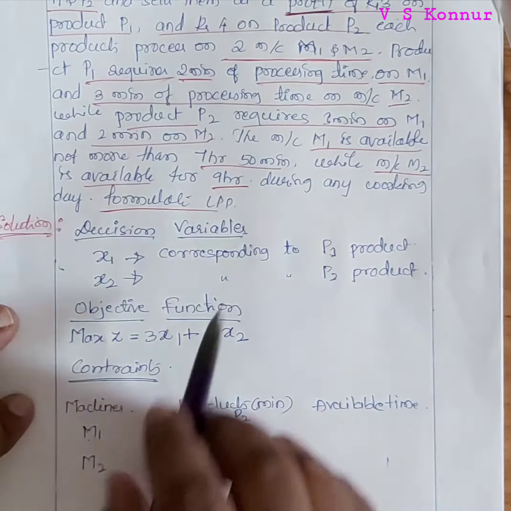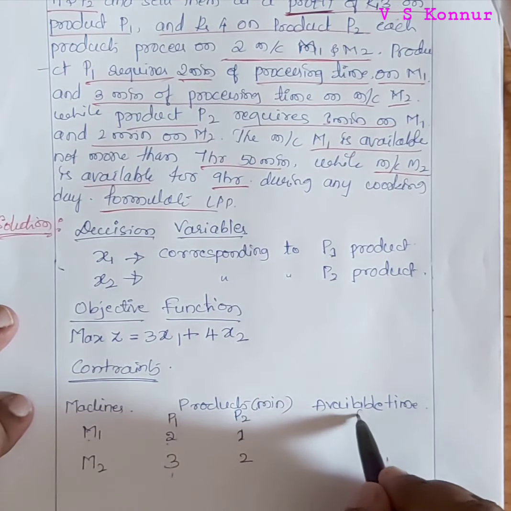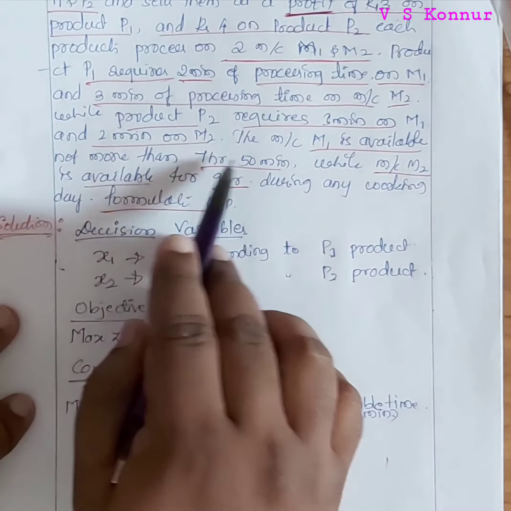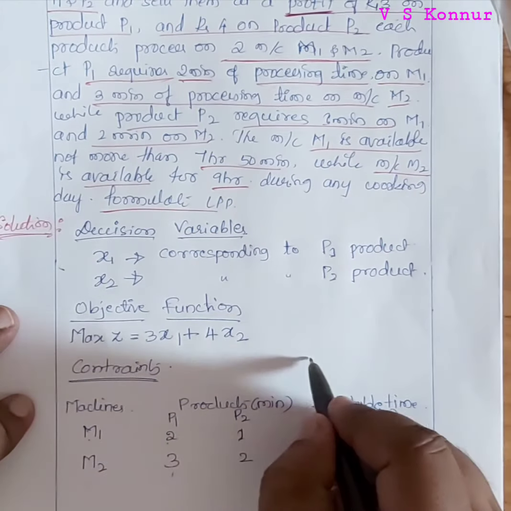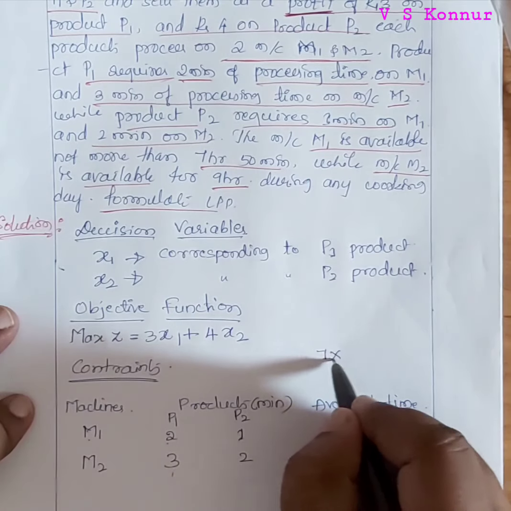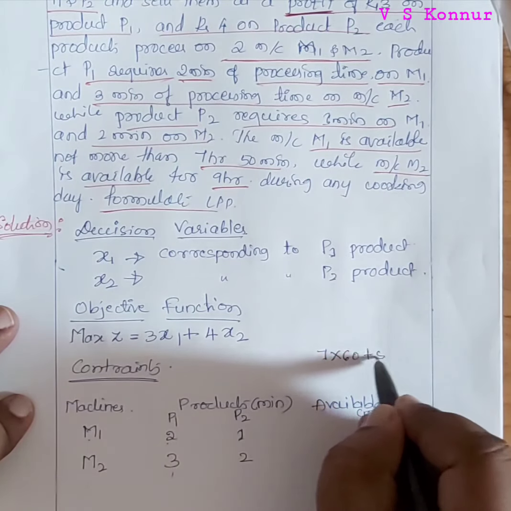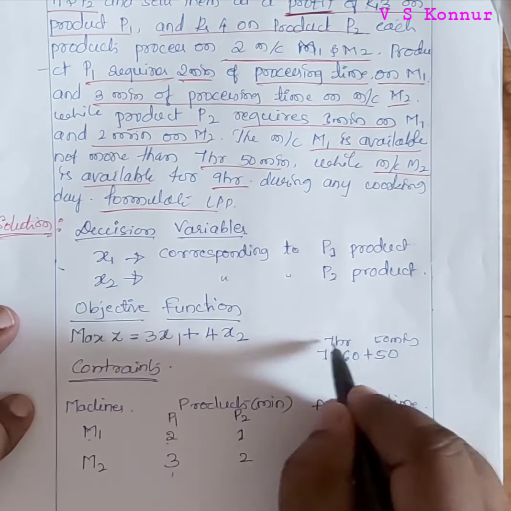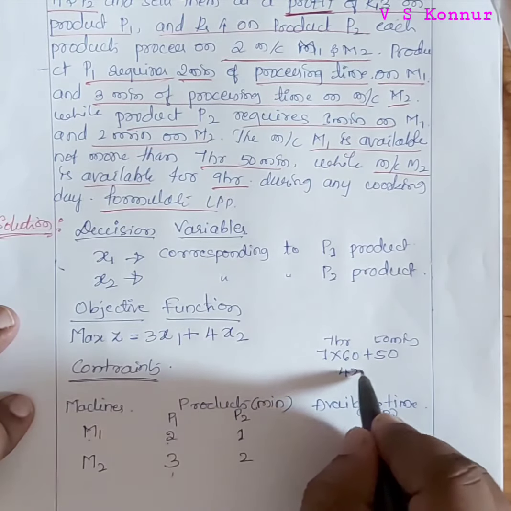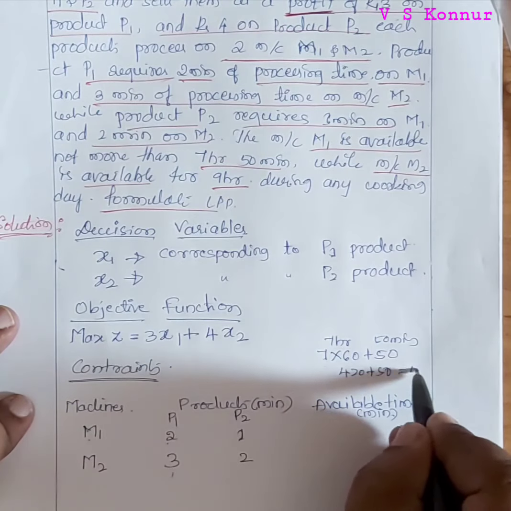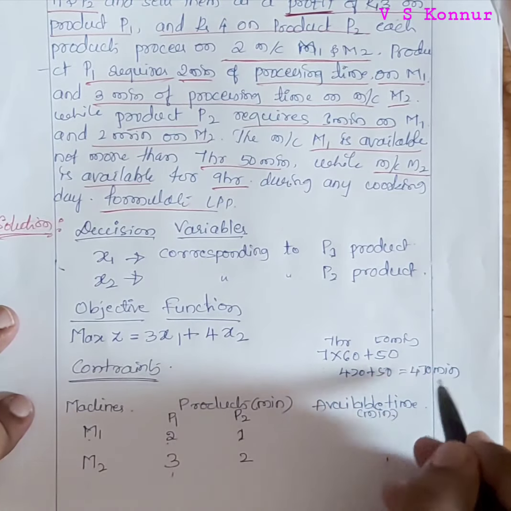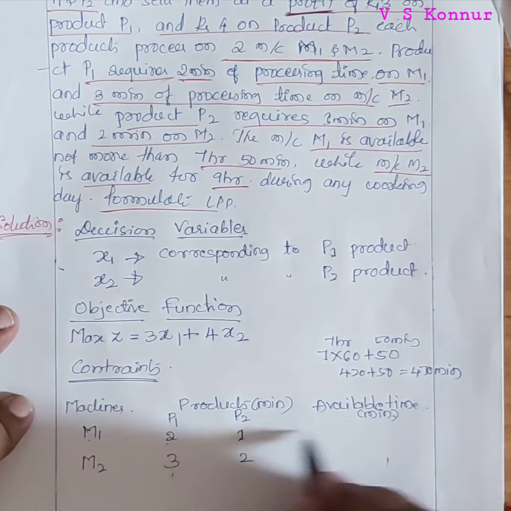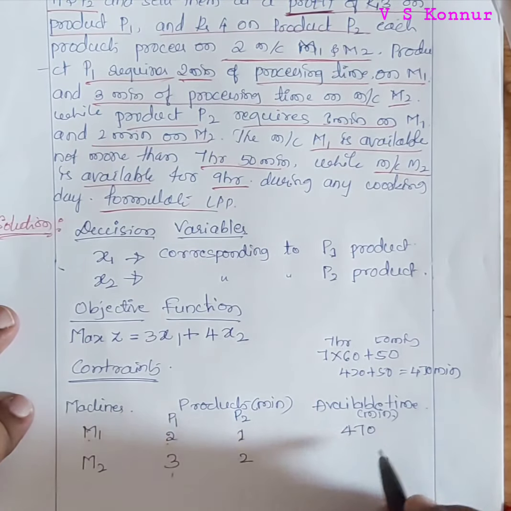Time in terms of minutes. So M1 is not more than 7 hours 50 minutes. 7 hours 50 minutes is nothing but 7 into 60 plus 50, that is 420 plus 50, which is equal to 470 minutes. So M1 is available 7 hours 50 minutes, I converted into minutes, that is 470.